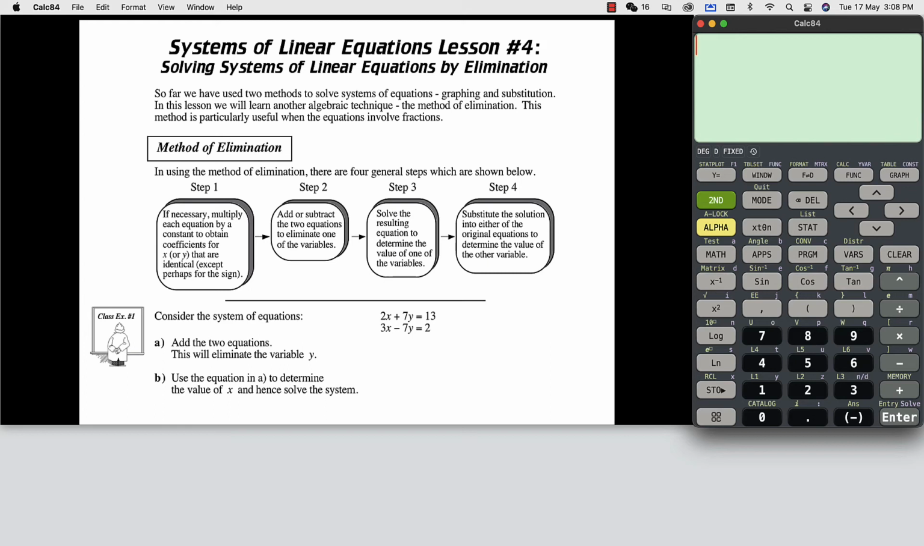Hey everyone, Mr. Voikin here, Unit 10, Lesson 4, Systems of Linear Equations, and we're going to be doing elimination. So the last one was substitution, and this one's going to be elimination, so getting rid of something.